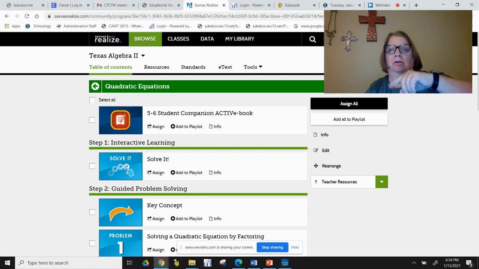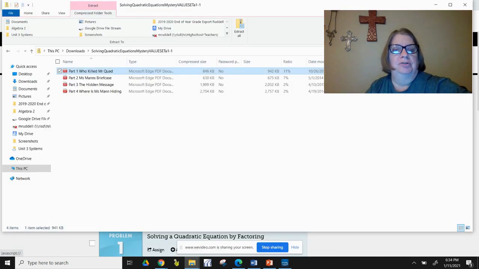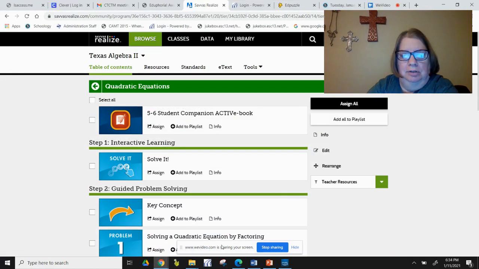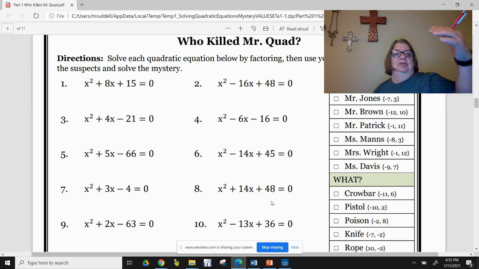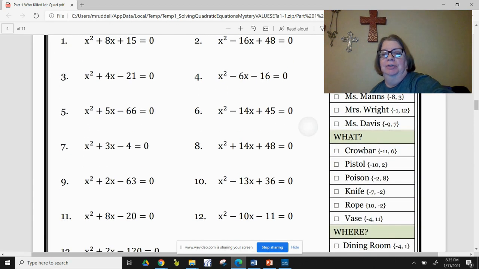Now, the assignment you're going to be working on, you'll start it today and finish it tomorrow, is we have a mystery to solve. The mystery we have is who killed Mr. Quad? Somebody has murdered Mr. Quad, and we are the detectives, and we have to figure out who killed Mr. Quad. If you've ever played the board game Clue, this is kind of like that. You're going to solve these equations. Like it says on your paper, solve each quadratic equation below by factoring. Use your solutions to eliminate suspects and solve the mystery.